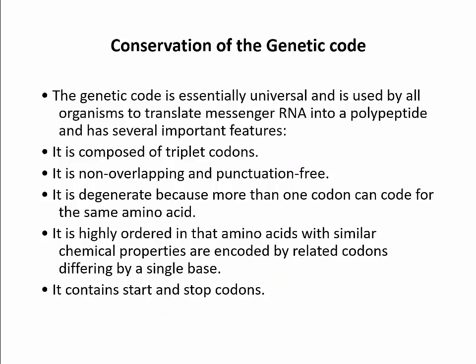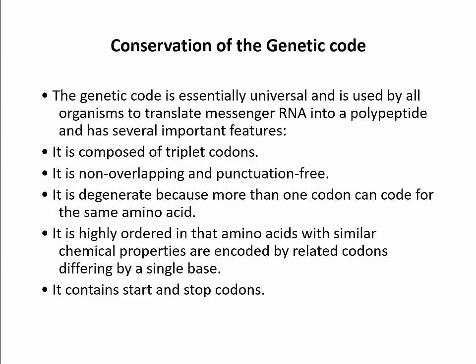All right, so this is, I think, one of the most comprehensive and beautiful slides when you think about evolution. And so what we think about here is the genetic code is conserved in basically all organisms that we know of, including some things that are not living. So viruses use the same genetic code as well. So the genetic code is essentially universal, used by all organisms to translate messenger RNA into a polypeptide. There are 7 important features, and we'll talk about these as we go through, but just to put them all in one place.